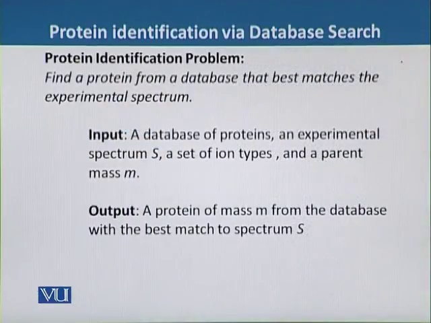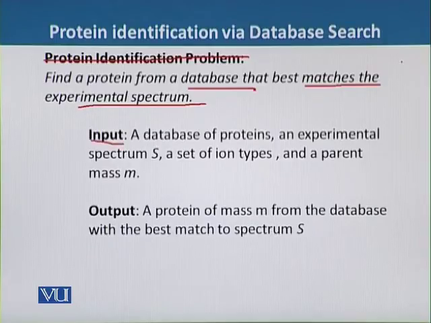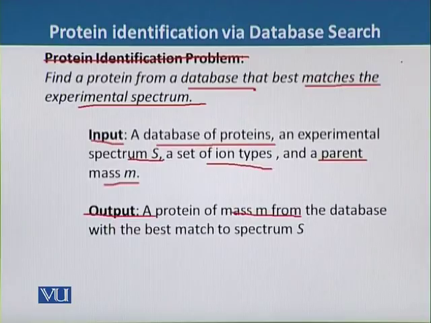So we formulate the protein identification problem as follows. We have to find a protein from a database, as we already discussed, that best matches the experimental spectrum. So we have to find the experimental spectrum in the database. For this algorithm, the input will be a database of proteins, an experimental spectrum S, a set of ion types, and a parent mass M. The output will be a protein of mass M from the database with the best match to the spectrum.